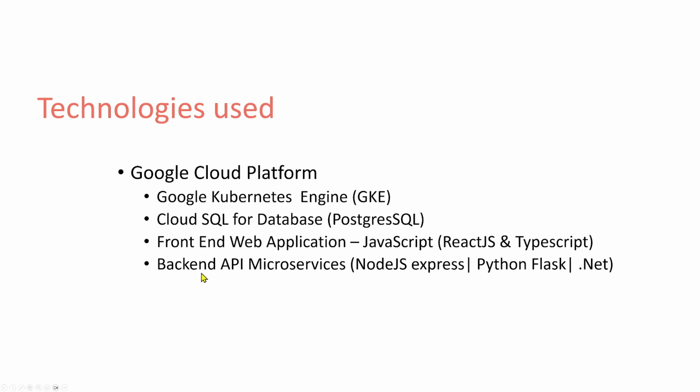And for my backend API microservices, I've got three services running respectively. One of them is built on the Node.js Express framework. The other one is built on Python using the Flask framework. And the other service is built using .NET technology.